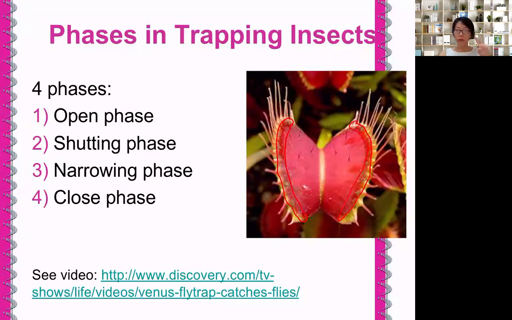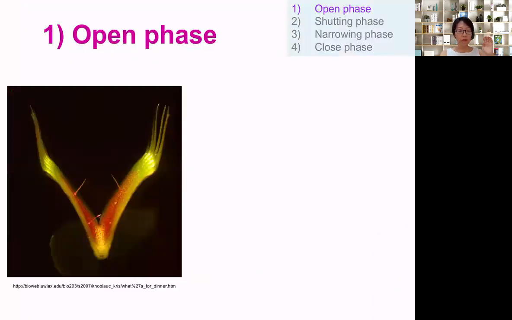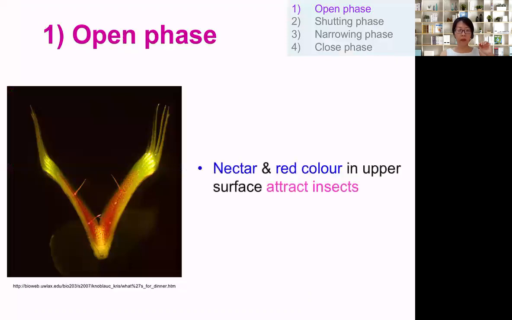So what are the four phases to trap insects? First, the lobes are in an open phase, so the picture shows you the open phase, then followed by the shutting phase, narrowing phase, and closing phase. So there are four phases that the two lobes will go through to trap the insects. So the open phase looks like this, okay?